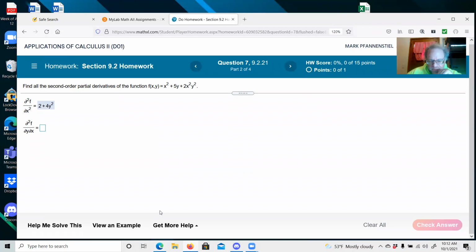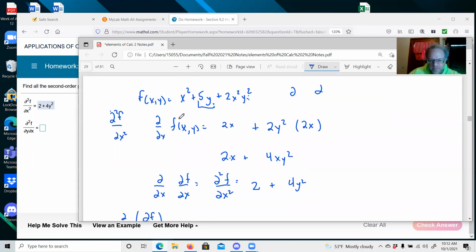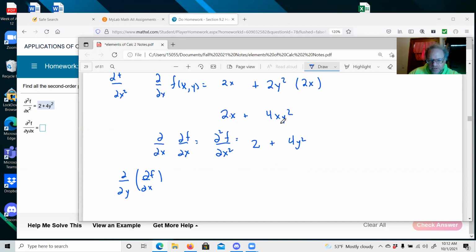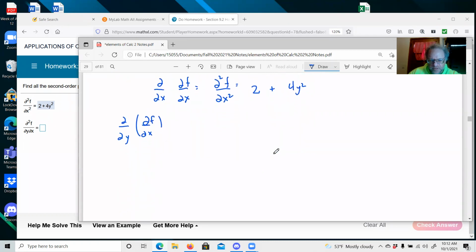All right, now we want to do the crisscross. So we already have the derivative with respect to x. What we want to do is take this derivative with respect to y. Okay. So what was this thing? This thing was 2x plus 4xy squared. That's what it was. So we want the derivative with respect to y of 2x plus 4xy squared.